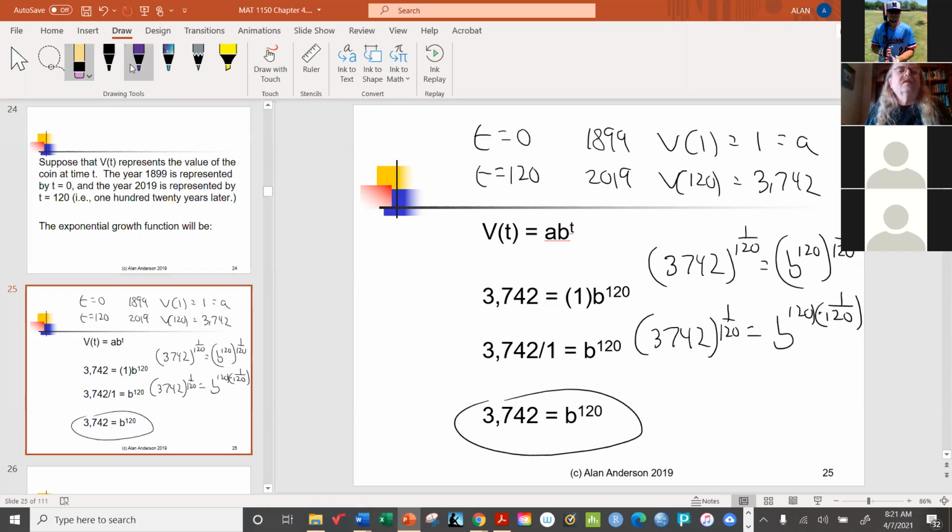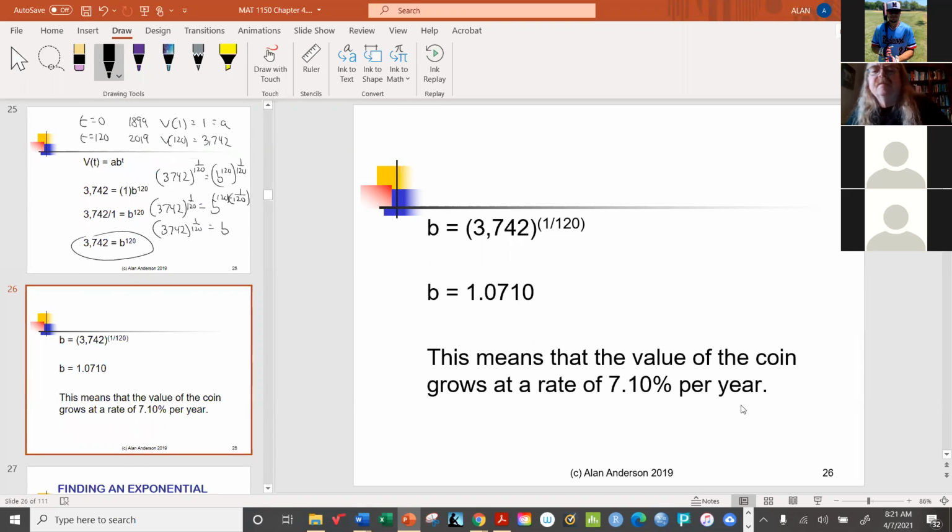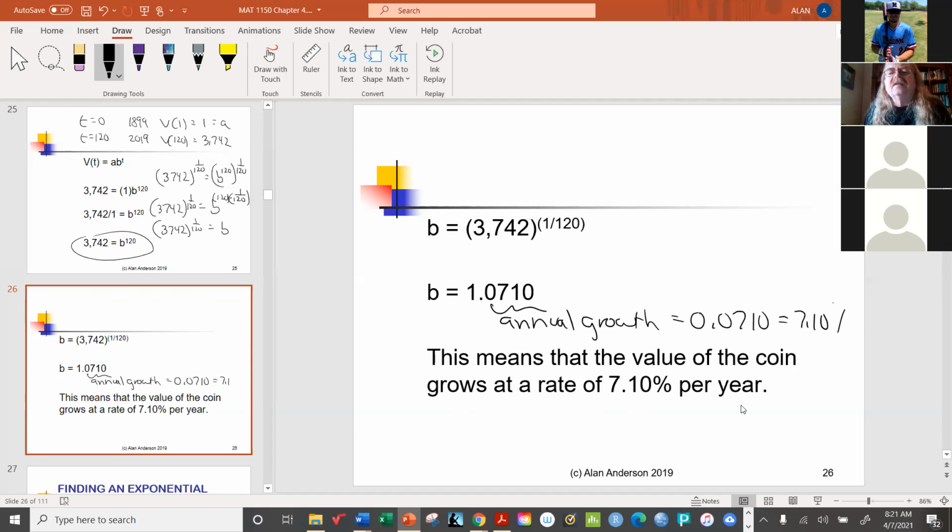All right, actually, let me clean that up a little. And that's exactly what we've done here. So whatever this number is here on the left equals b. Okay, so when you take out your calculator and try this, you'll see that the result is approximately 1.0710, and this means the growth rate is approximately 0.0710, which translates into 7.10%. That's a pretty good investment. You don't get that very often. That's pretty good.